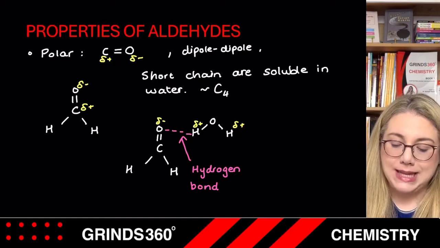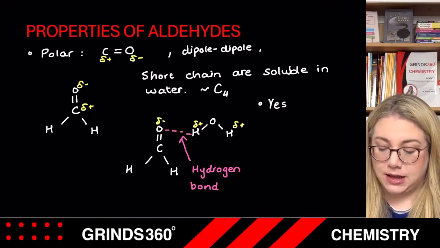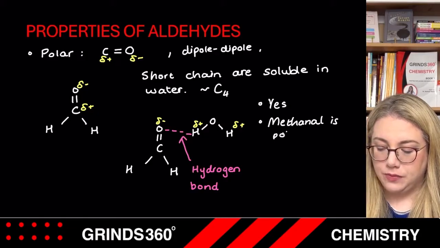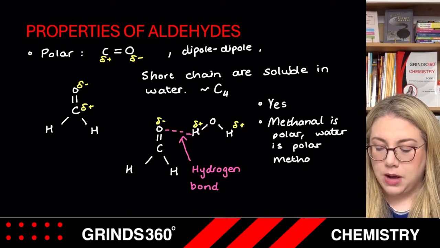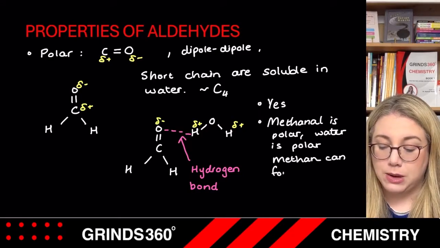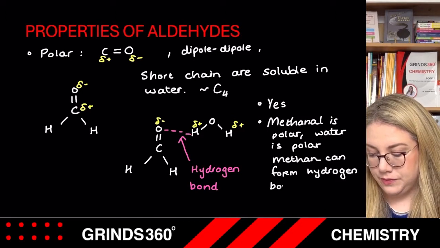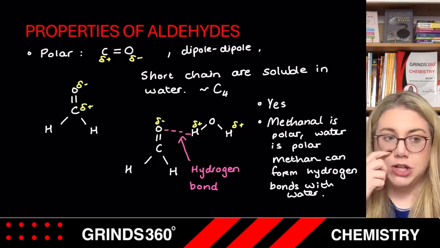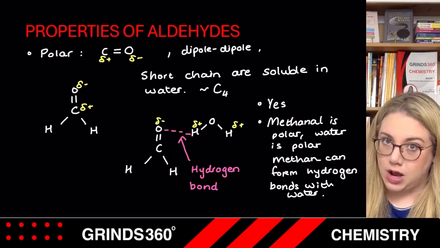So if it asks you, is methanal soluble in water? Your answer will look like this. Yes, it is soluble. Why? So then we spell out: methanal is polar. Water is polar. And no being lazy here, you have to spell it all out. Methanal can form hydrogen bonds with water, and that's actually why it is soluble in water. Okay. So the short chain aldehydes up as far as about C4 will be soluble in water, but the longer chain ones are not.